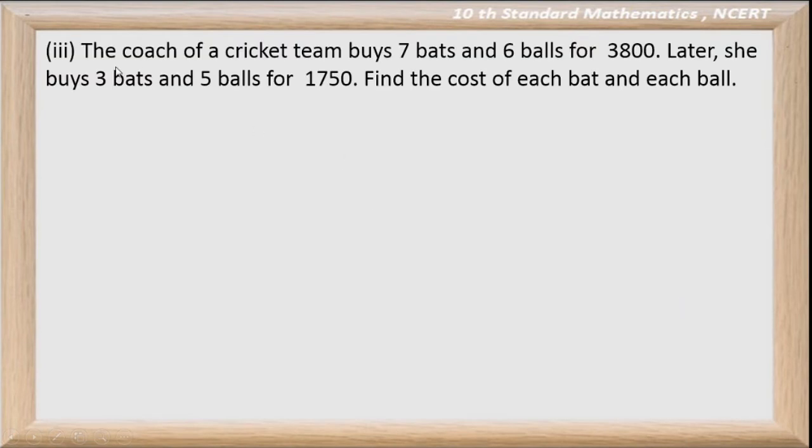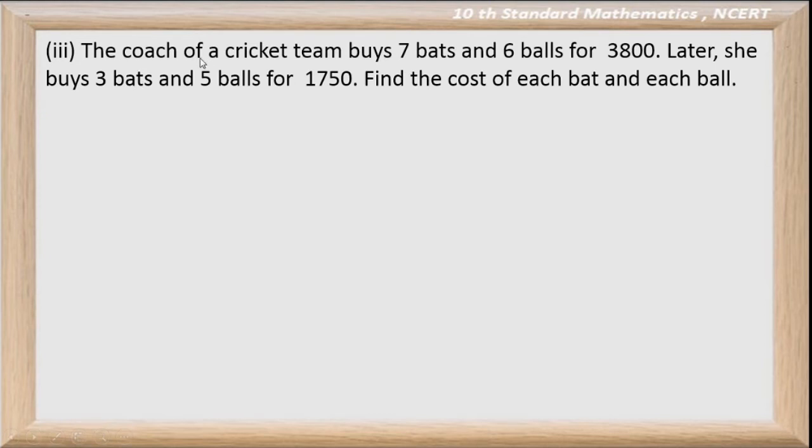The next one: the coach of a cricket team buys 7 bats and 6 balls for 3,800. Later, she buys 3 bats and 5 balls for 1,750. Find the cost of each bat and each ball. So this is the statement. From this statement, we have to find a pair of linear equations. After that, we have to find the cost of each bat and each ball by the substitution method.